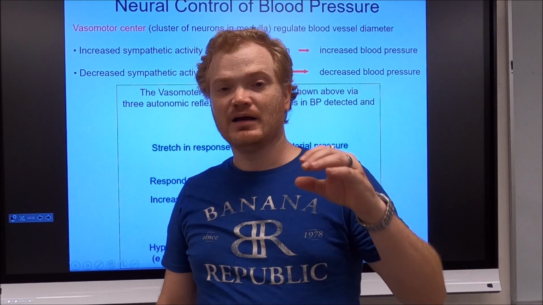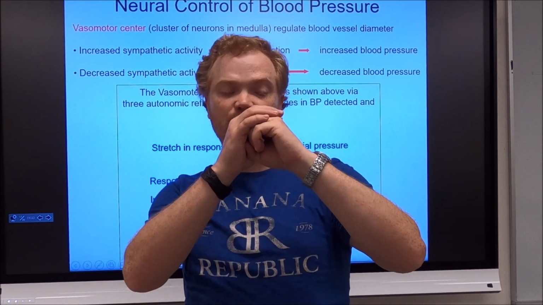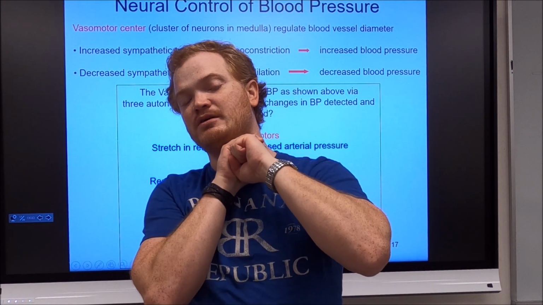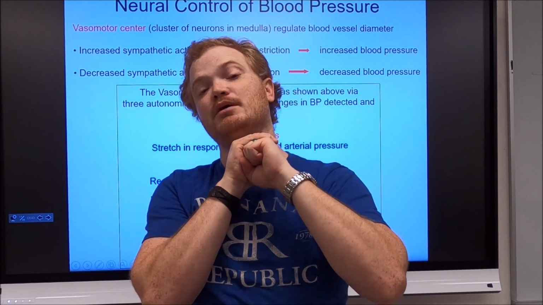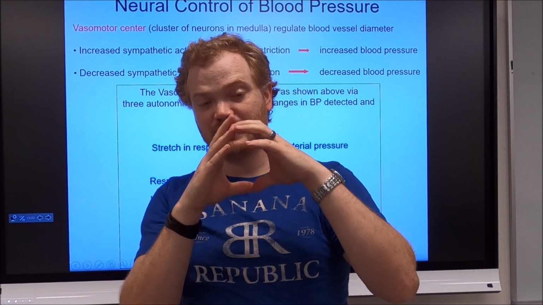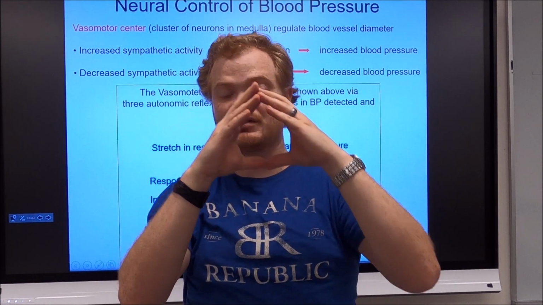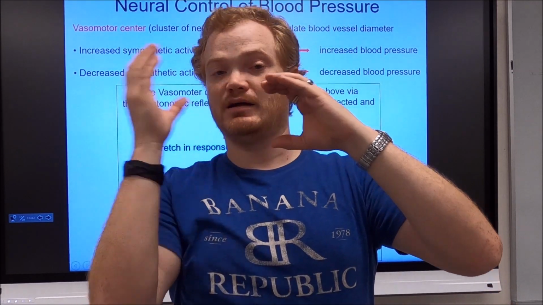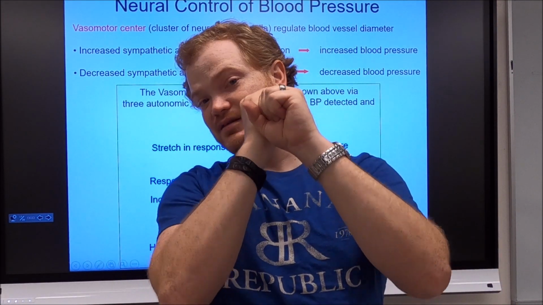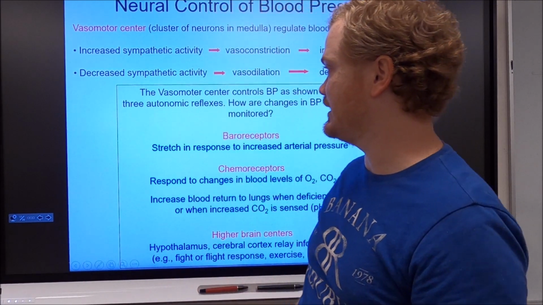Now, what the heck does that mean? When you have a lot of sympathetic influence to your blood vessels, the blood vessels constrict. When you have very little sympathetic influence to your blood vessels, the vessels dilate. Okay, so how does just the sympathetic nervous system determine blood flow? A lot of input, constrict the vessels, less input, dilate the vessels. That's just the way it goes.